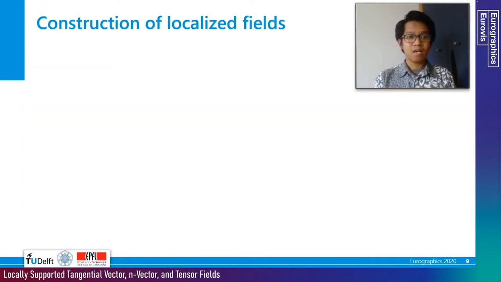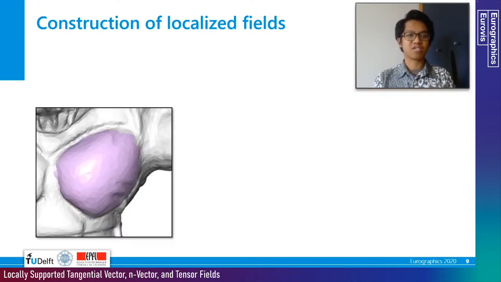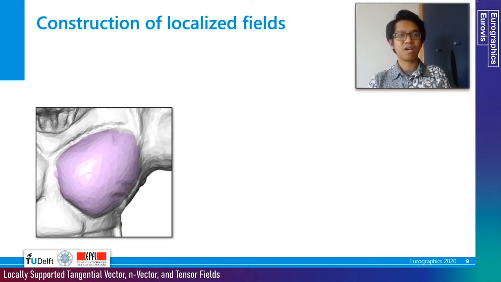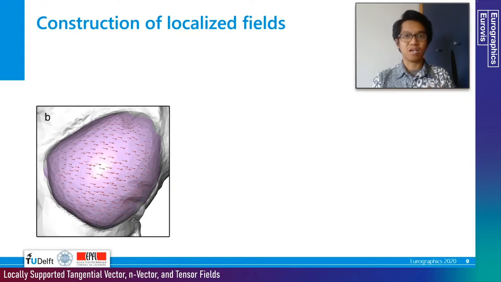So, how to construct the smoothest field in the region? Let us first look at the construction of an individual field on the surface. Once we have the region, we want this field to be localized and smooth. So we specify a region of support for the vector field, and we want to construct the smoothest field that vanishes outside of the region. And by the smoothest field, we mean the field that has the least Dirichlet energy.